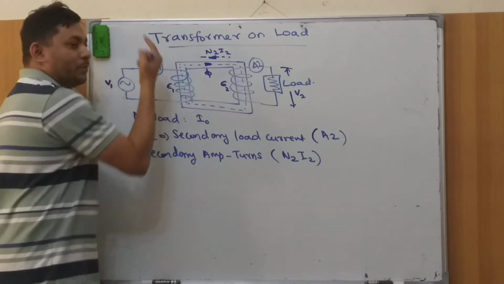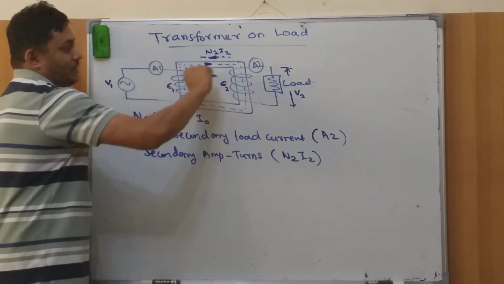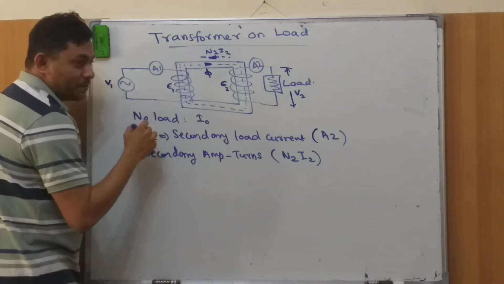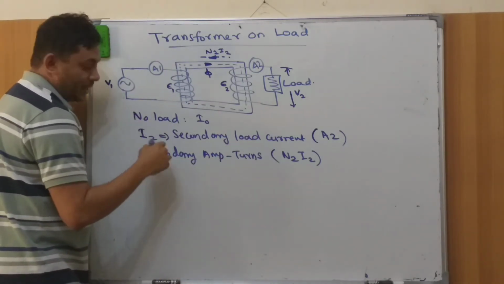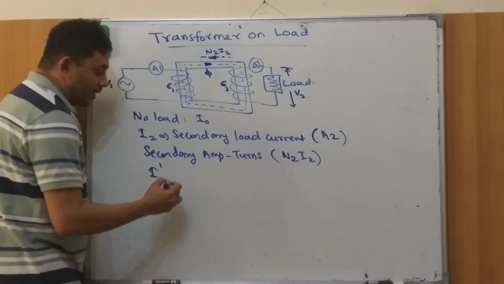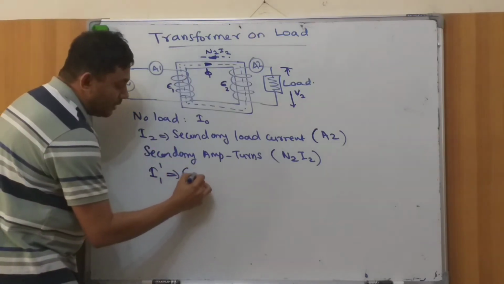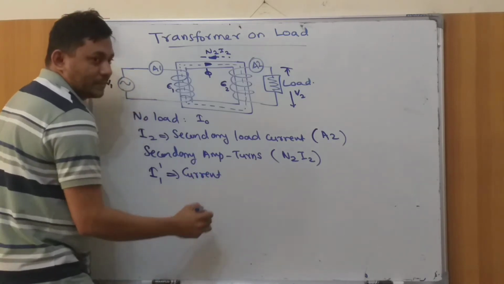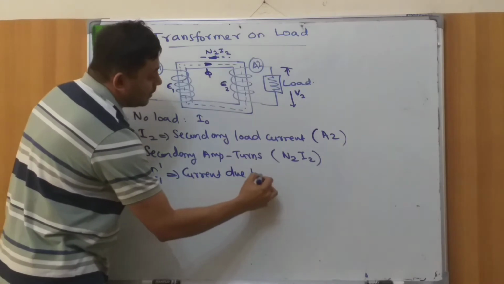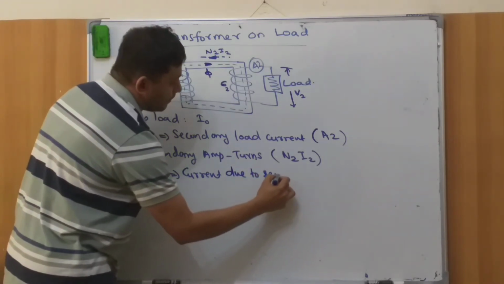So the primary current will increase because the secondary is demanding something. So what happened? In the primary, a new current will set up. That current is nothing but I1 dash. What is I1 dash? It is nothing but the extra current, or the new current, due to the secondary load.